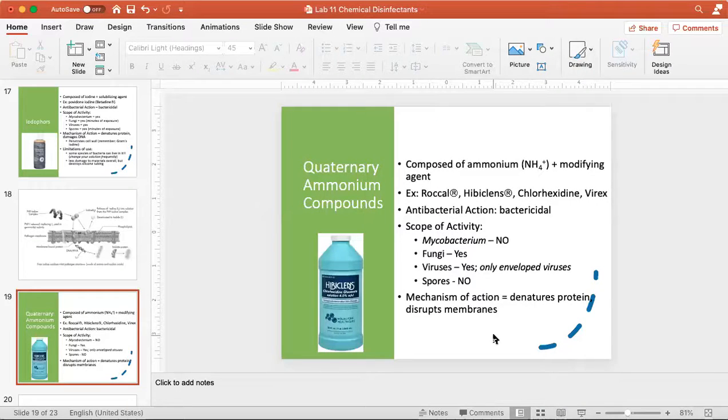Now, mechanism of action for these compounds: they also unfold protein. That's a very common mechanism, right? They unfold protein, but they also disrupt membranes. So you can see that the reason they're only effective against viruses that have an envelope is that the envelope, remember, is made out of membrane. And part of what these chemicals do is break apart that membrane. That's part of what makes them effective.